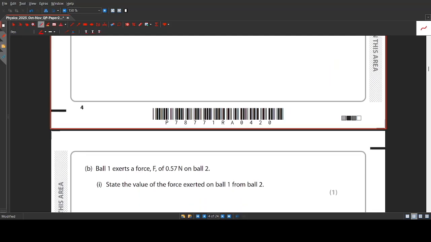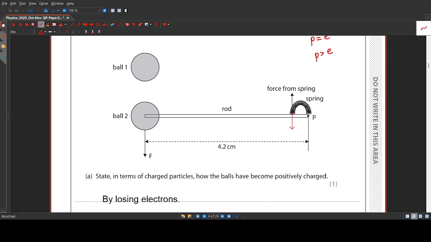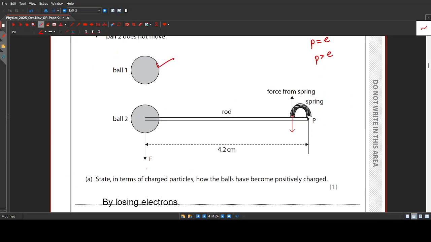The next question is, ball 1 exerts a force of 0.57 Newton on ball 2. State the value of the force exerted on ball 1 from ball 2. So ball 1 exerts a force of 0.57 Newton on ball 2. Now we have been asked the magnitude of the force that ball 2 exerts on ball 1. So here we have ball 1. It exerts a force of 0.57 Newton on ball 2. This F is 0.57 Newton.